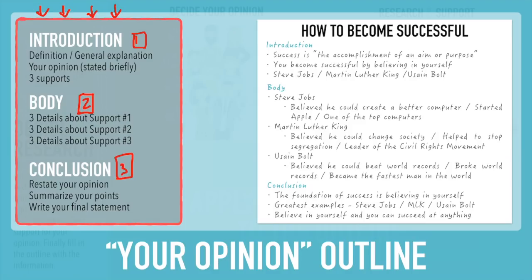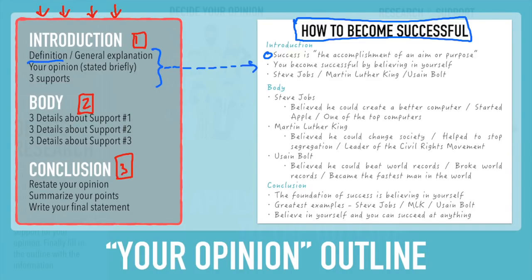Now, for the introduction section, there's 3 parts. So, definition or general explanation, your opinion stated briefly, and 3 supports. So let's go over here. Remember before we chose how to be successful as the topic that we were going to use for this week, okay? All right, so the first thing is definition or general explanation. Well, I said success is the accomplishment of an aim or purpose. That's the definition that I gave, all right?